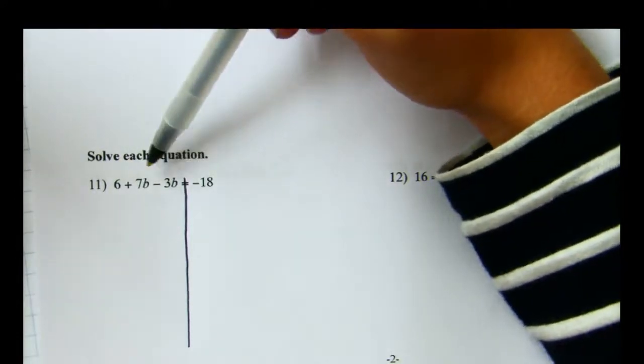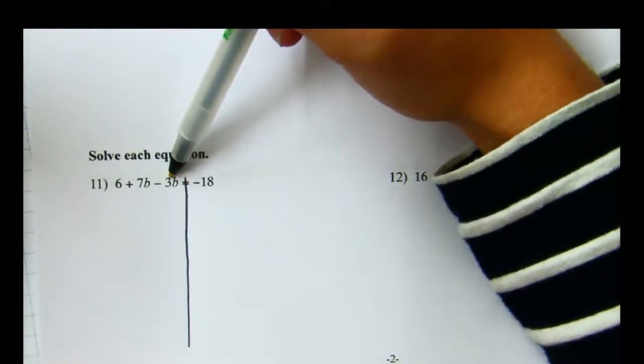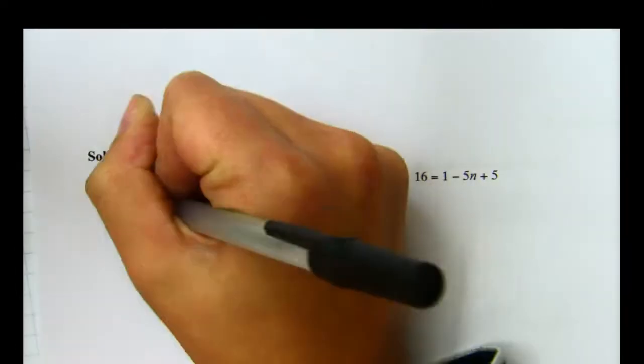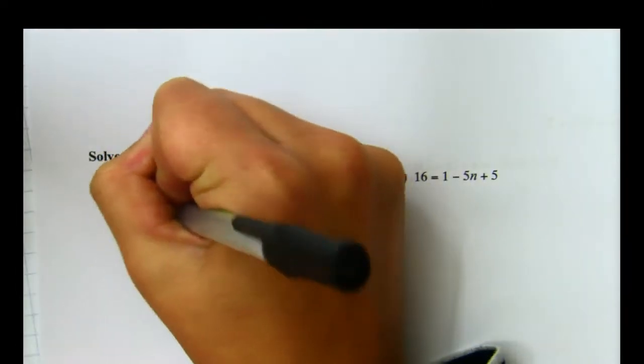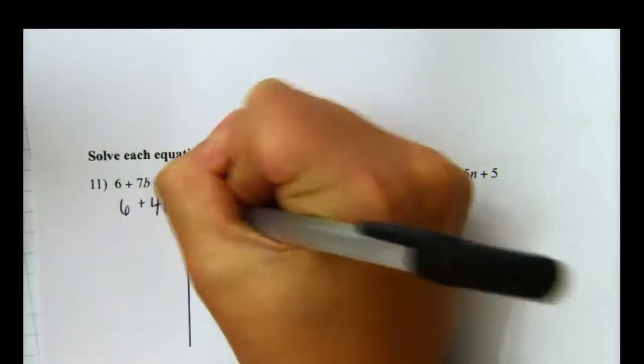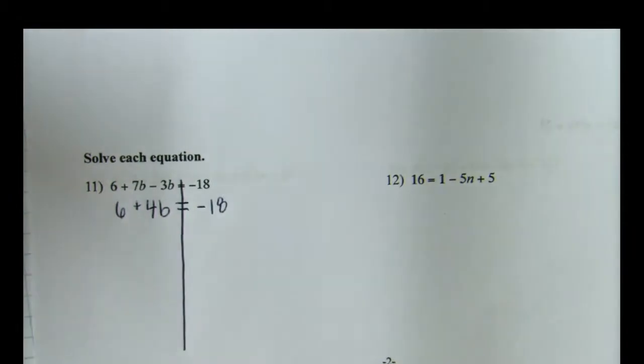And the answer is yeah. I've got 7b minus 3b. These are like terms. So I'm going to simplify that first. 7b minus 3b is going to give me a positive 4b. And I'm going to keep that 6 out in front, which is equal to a negative 18. Okay, my next step would be to subtract the smaller variable term, but in this case I only have one variable term, so I can ignore that step.